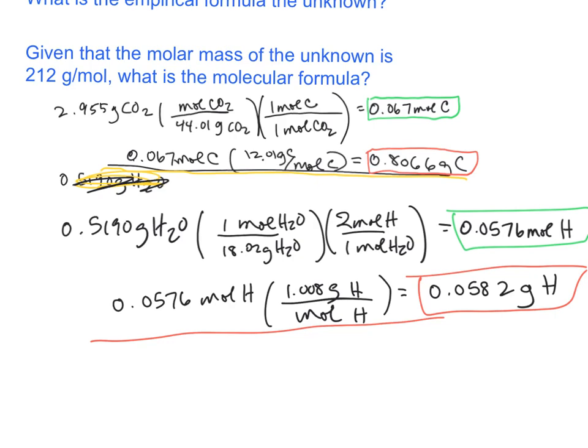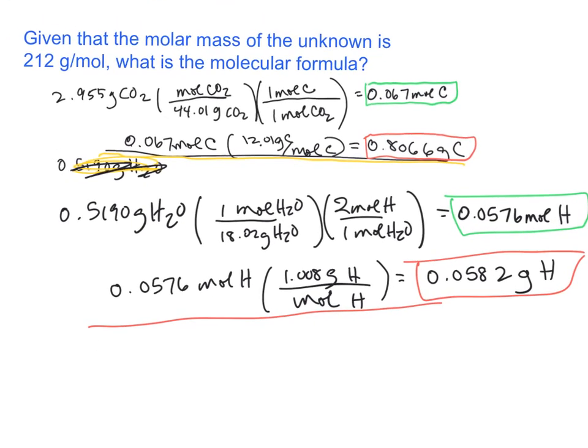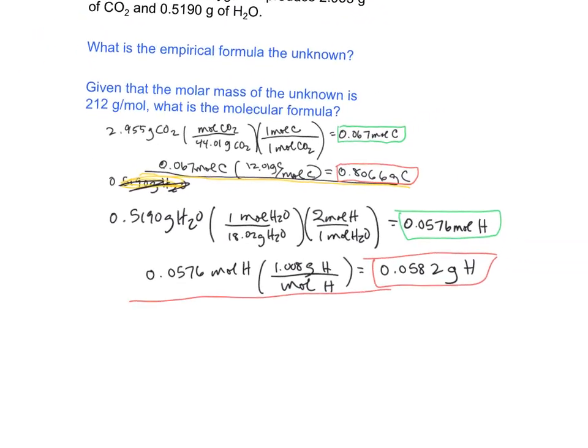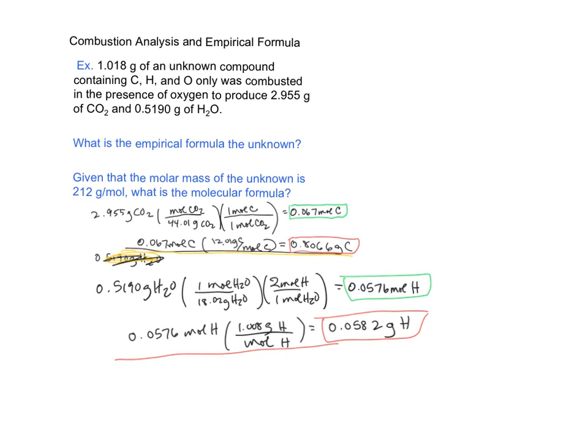All right, now you have to do the subtraction, and you're going to take, let's see, our original amount is right here. So that's the amount of the unknown containing carbon, hydrogen, oxygen. We have the mass of carbon and the mass of hydrogen. We're going to subtract to get the mass of oxygen out of the unknown.